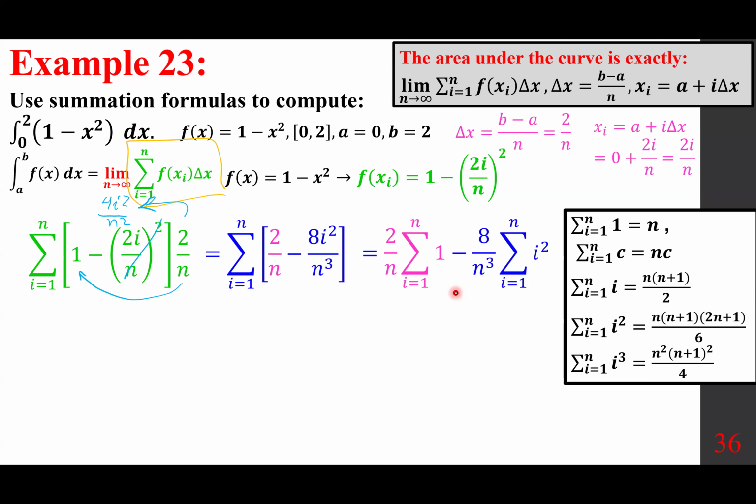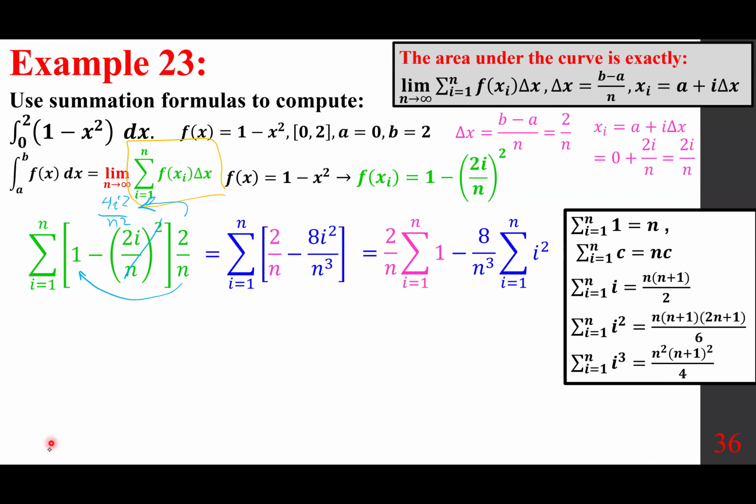So one more time, 2 over n. Summation, as i goes from 1 to n, we put 2 over n out and 1 inside. That's in essence using this concept. This one, the i squared remains, so minus 8 over n cubed comes out.